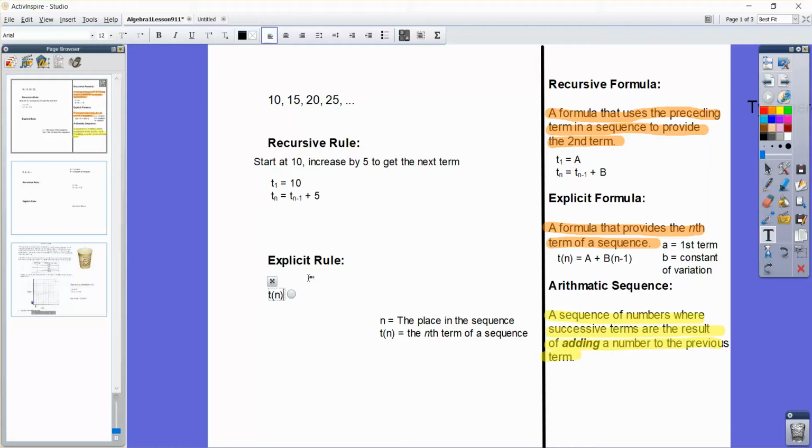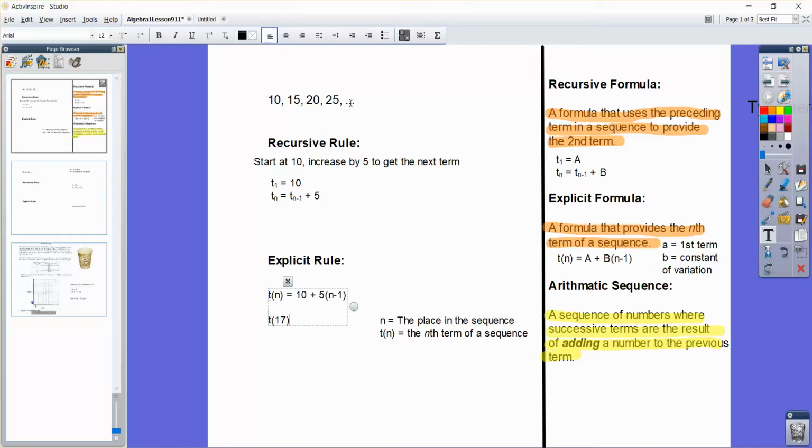So in this case, t of n would equal, our first term is a, so that's 10, plus the second term, 5, and then we just do n minus 1. Now, n minus 1 would stay the same. Now, this is for anything, right? If I had said, hey, what's the 17th term in the sequence, instead of having to write out 10, 15, 20, 25, and keep going all the way down to the 17th number, we can just do this.